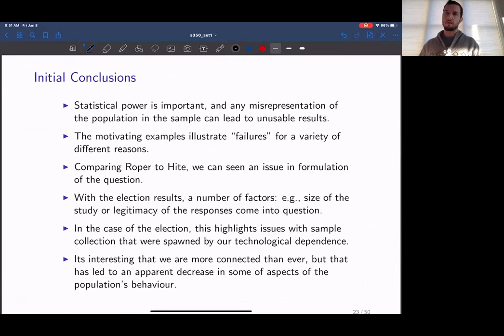On Monday, we'll talk a little bit about the difference between probability and non-probability samples, and then hopefully by Wednesday, we'll get into some more of the mathematical formulations of the probability samples.